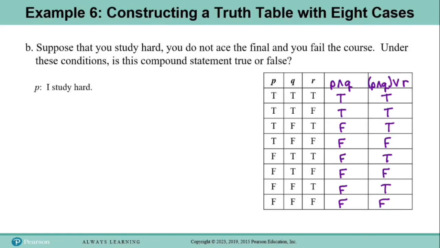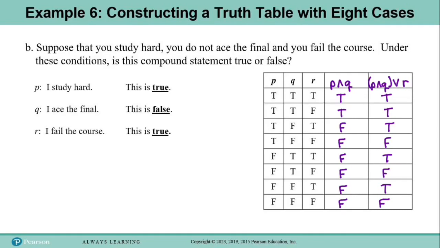So remember, statement P was I study hard. Now in this scenario, that statement is true because it says suppose you study hard, so that's true. And then statement Q was I ace the final. Now in this case, under the scenario we're working with, it says you do not ace the final, and so statement Q is false. And then the last statement, you fail the course. So statement R was I failed the course.